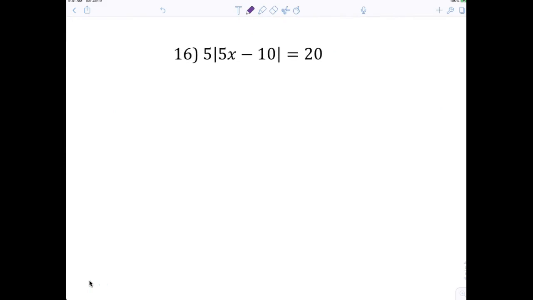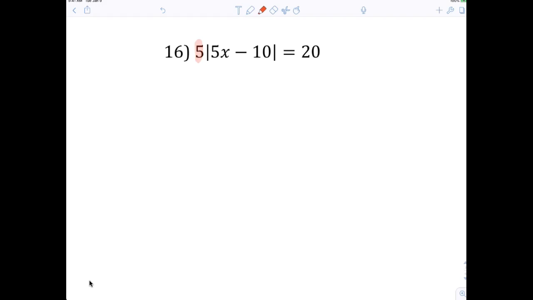All right, here we go. Now, we have a problem with this one. Leighton, what's the problem with number 16? That's right. There's a 5 all the way on the inside. So one of the rules is isolate the absolute value. You have to isolate the absolute value. So what's the first thing I have to do, Leighton? If you're going to isolate that absolute value, I have to get rid of the 5. How would I get rid of the 5?